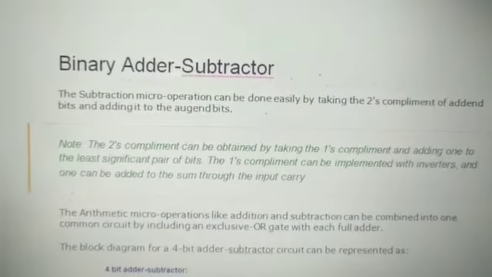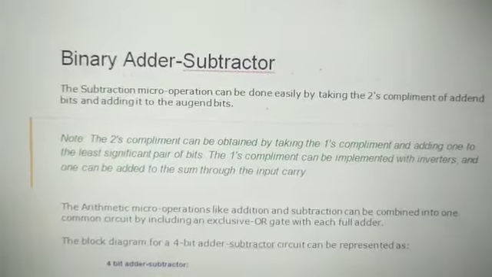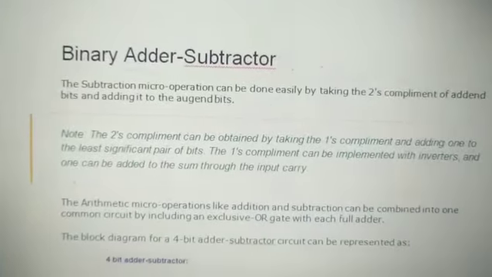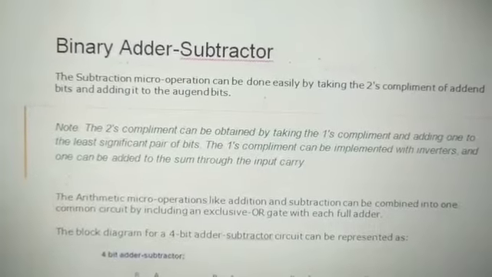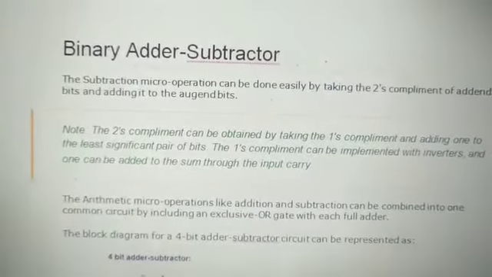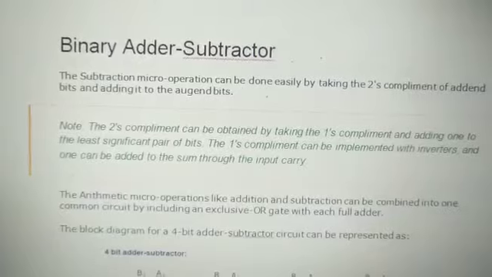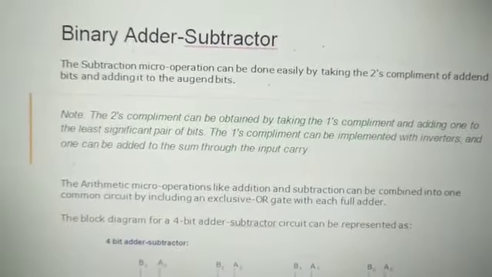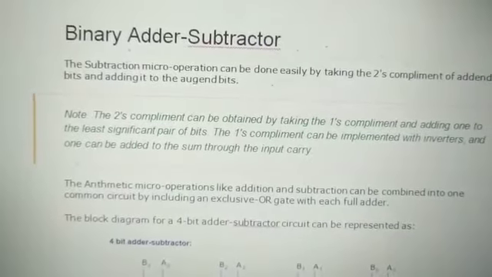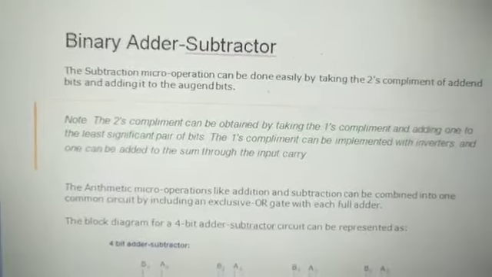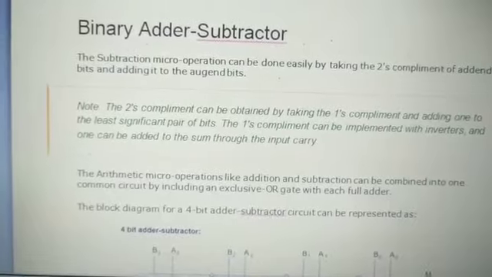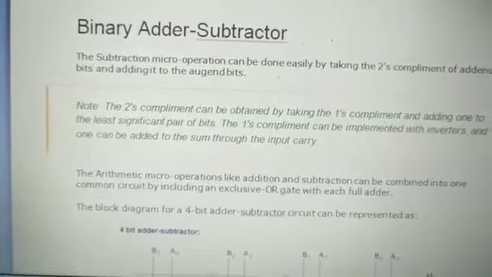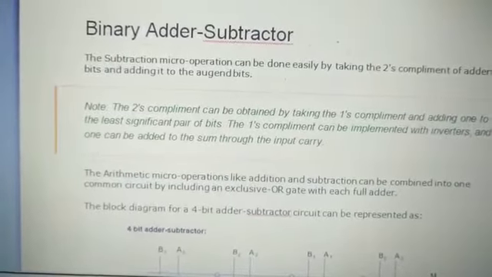Today's topic is binary adder subtractor, or you can say the 4-bit parallel adder subtractor circuit also. Okay. So, what is the function of it? Arithmetic micro operations like addition and subtraction can be combined into one common circuit including an exclusive OR gate with a full adder. Here in this circuit we can perform both addition and subtraction. Both the operations are combined into one circuit.